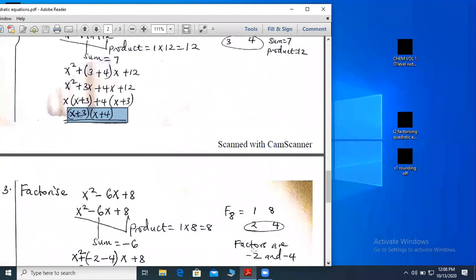Let us look at this also. Now this one is a little bit different because the sum is negative, but it should still be done in the same way. So we get the product, which is 1 times 8, and it is 8, but the sum this time is negative 6. Our B is negative 6.